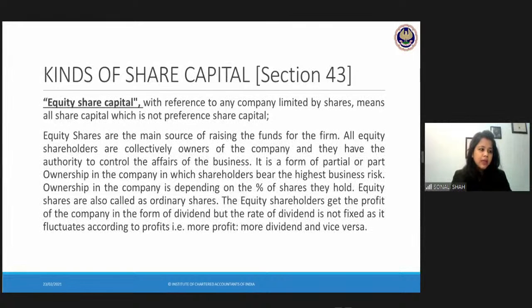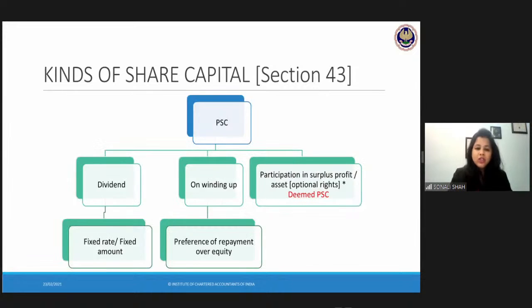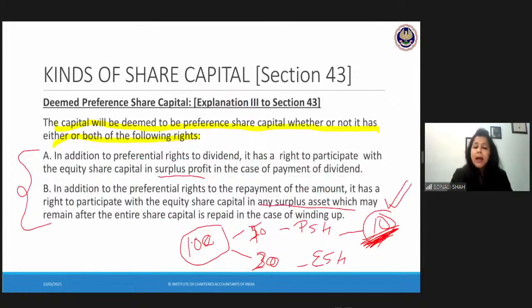No, Janki, you are misunderstanding this concept of surplus profit or asset. Explanation 3 said the capital will be deemed to be preference share capital whether or not it has either or both of the following rights. So whether or not it has either of, or both of the following rights, it will be deemed to be a preference share capital. What are these rights? Right to profit and surplus profit, and right to participate in surplus asset. These are the 2 rights.